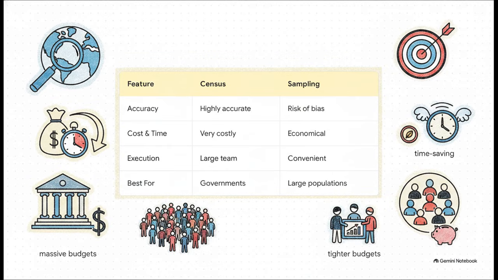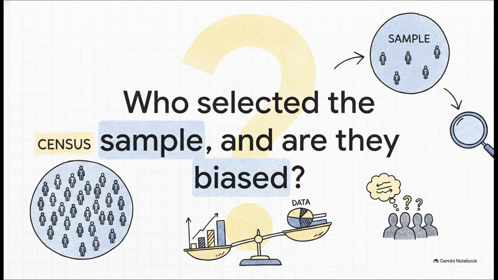Ultimately, this tells us exactly who these methods are best for. The census is built for governments and massive budgets, while sampling is the absolute go-to for investigating large populations on tighter budgets. Which leaves us with something pretty fascinating to think about long after this explainer ends.